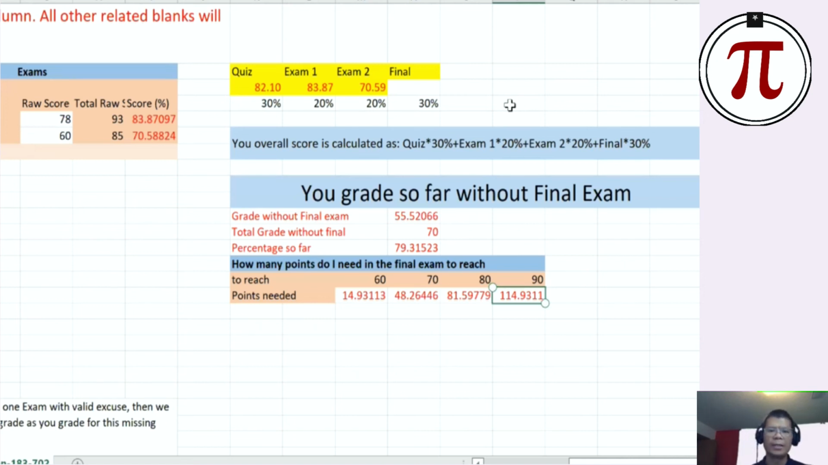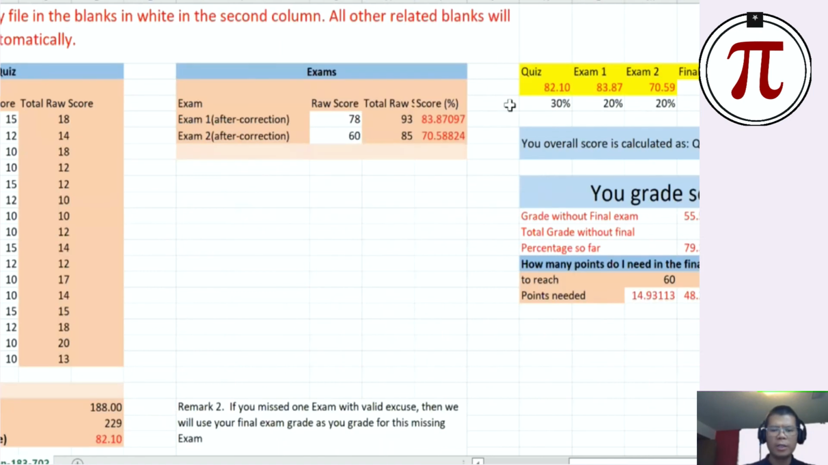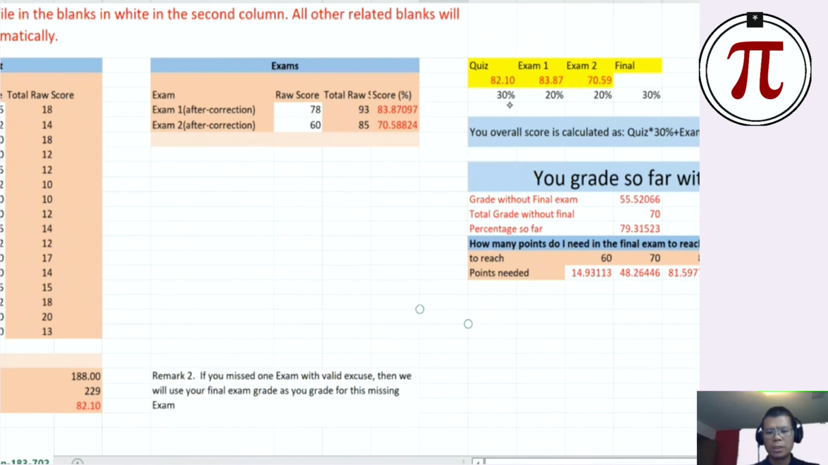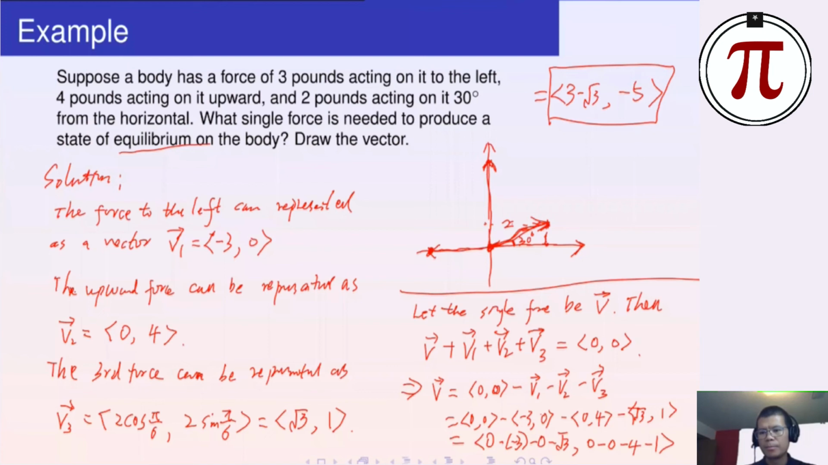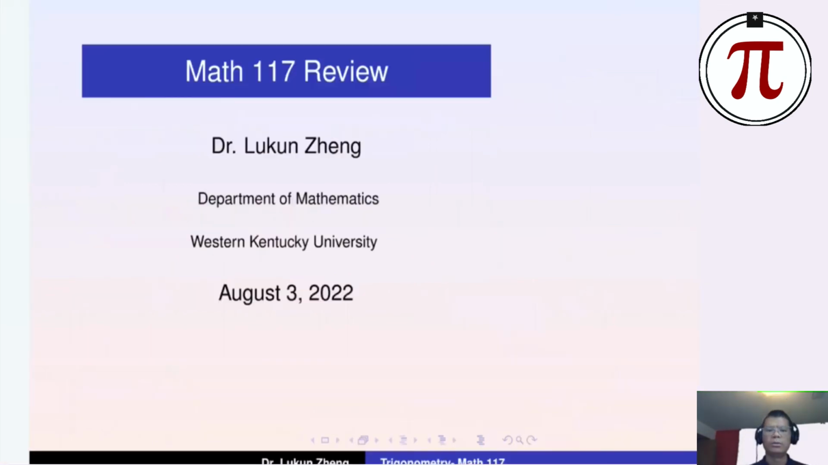Okay. All right. This is the grade calculation. I'm going to just stop this one here. Now I want to move on to our review session. How about that? Good. Okay. All right. So here I'm going to give a final exam review for the whole semester.